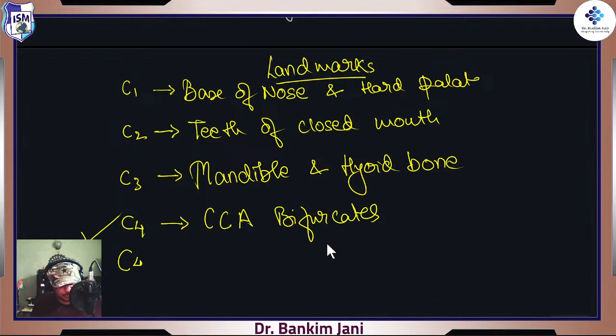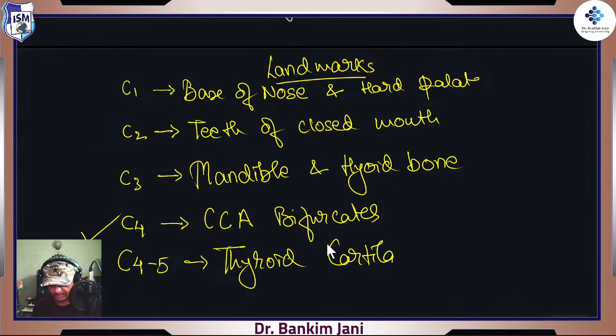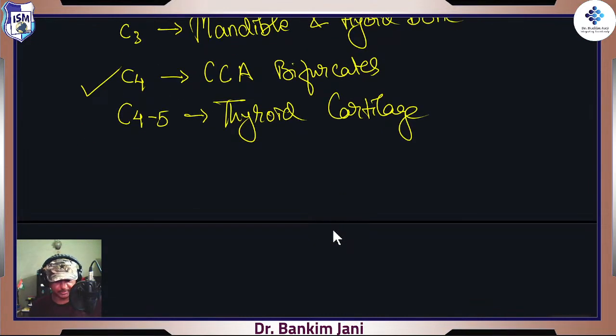The level of C4, C5, right, and we'll actually see these things. That is where the thyroid cartilage is. I'll be able to show you this in the x-ray, right? And we'll see that X-ray in pretty good detail. And between C6 and C7, there is another important cartilage. It is called the cricoid cartilage.